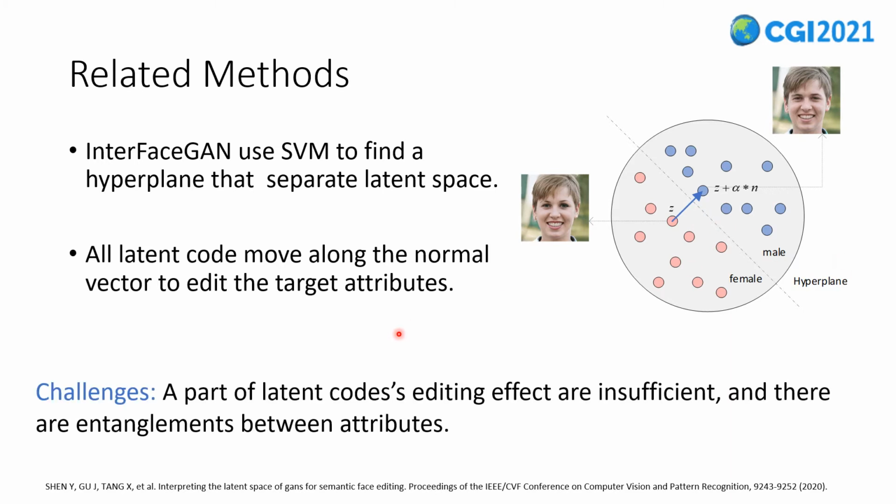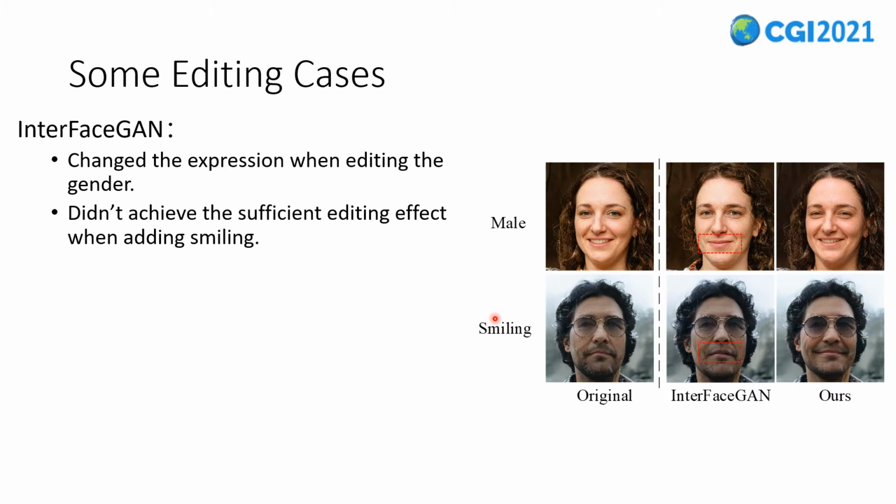Although most of the latent codes can achieve a good editing effect, there are still the following challenges. A part of the latent codes' editing effect is insufficient, and there are entanglements between attributes. For example, as shown in the figure, the first column is the original image. InterFaceGAN changed the expression when editing the gender, and didn't achieve a sufficient editing effect when adding smiling.